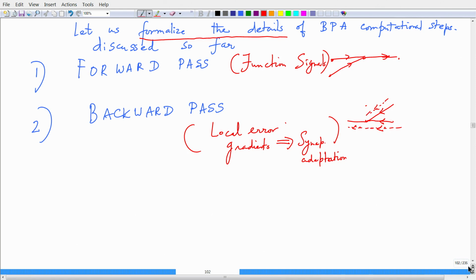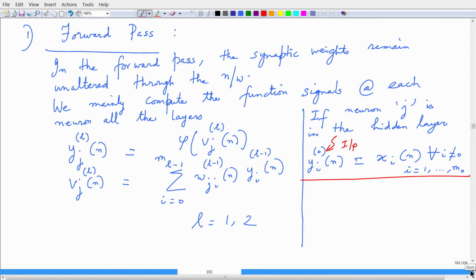Now, let us summarize the steps of the forward pass. So, in the forward pass, the synaptic weights remain unaltered through the network, because we are not doing synaptic adaptation here. So, we fix the weights as a consequence of what synaptic adaptation was done during the previous computational step of the backward pass. Okay. So, the weights are fixed in the forward pass.